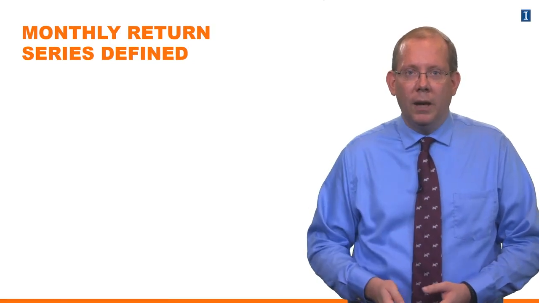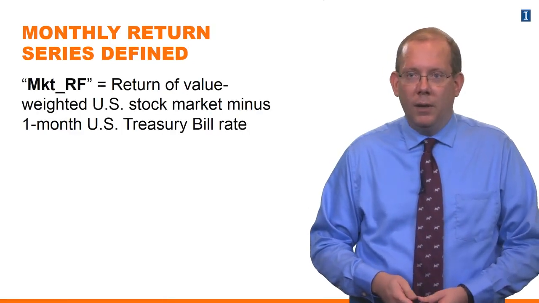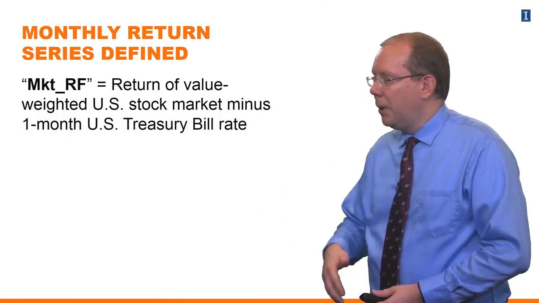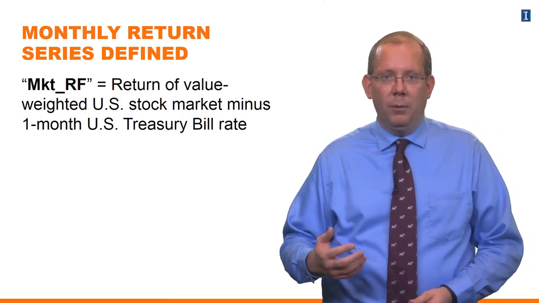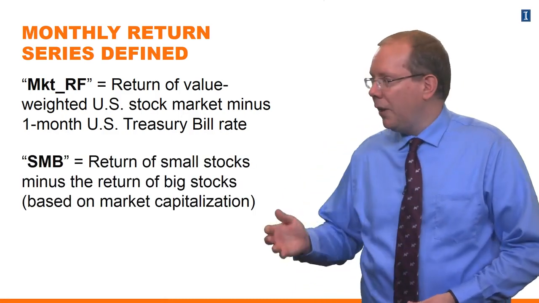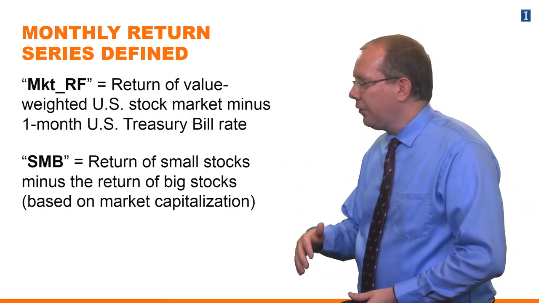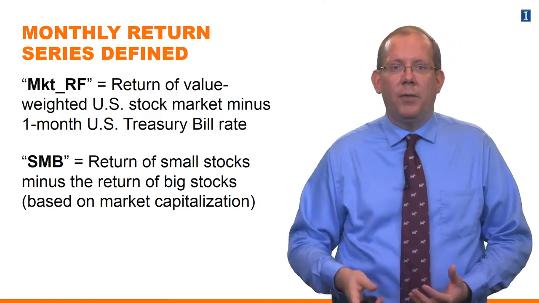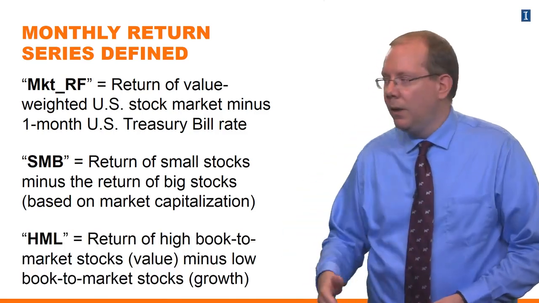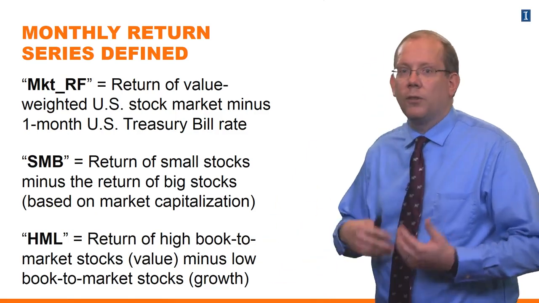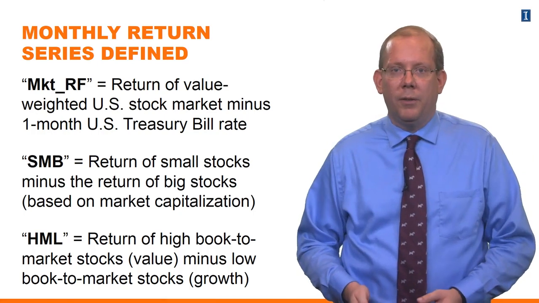So what are the monthly series in this spreadsheet that we'll be using in our empirical analyses in this video? Market minus RF is simply the return of the value-weighted U.S. stock market minus the 1-month U.S. Treasury bill rate: market return minus the risk-free return. SMB is the return of small stocks minus the return of big stocks based on market capitalization. This is the size factor in the three-factor model. HML is the return of high book-to-market stocks, value stocks, minus low book-to-market stocks, growth stocks.